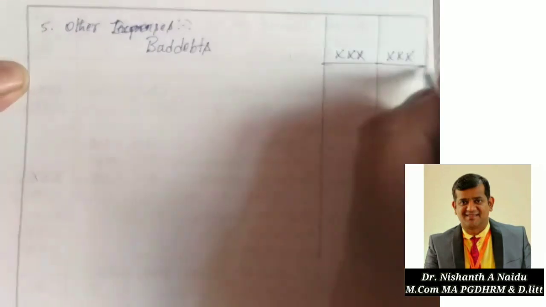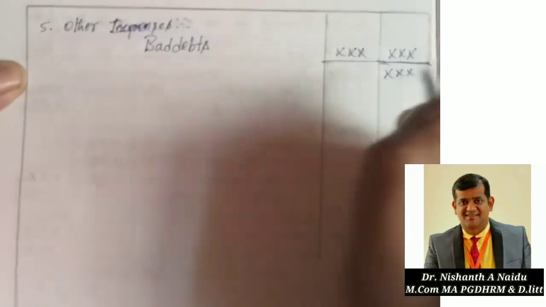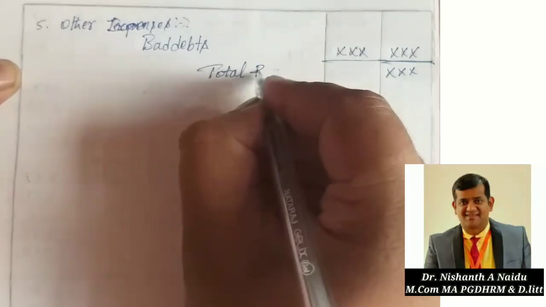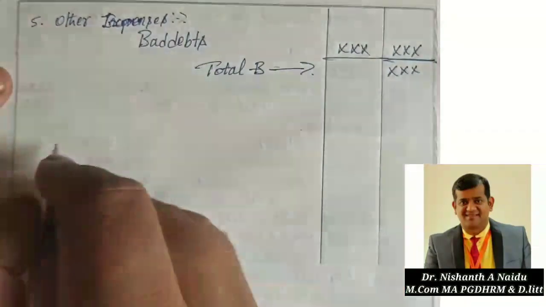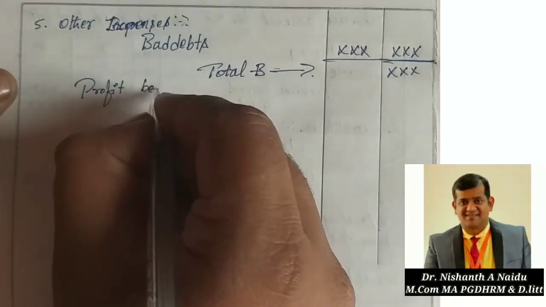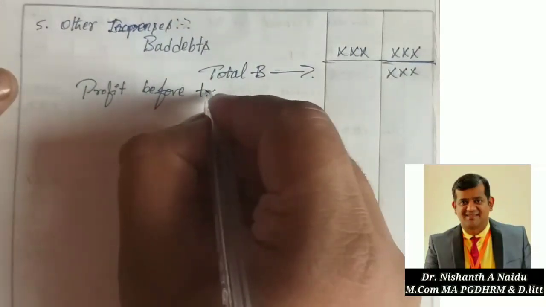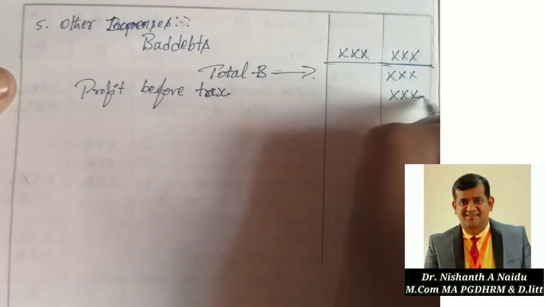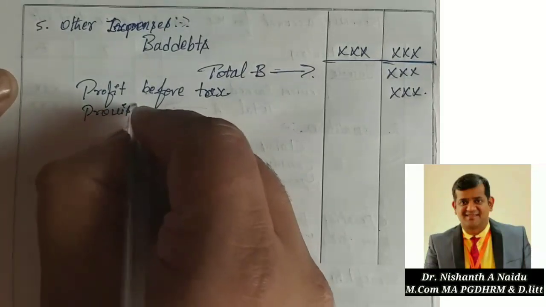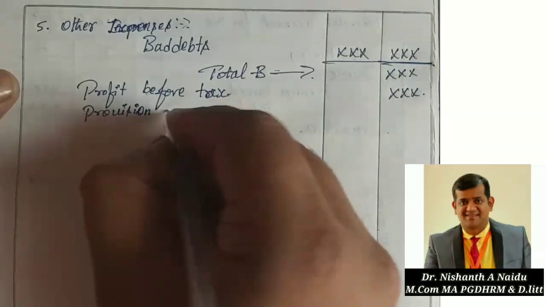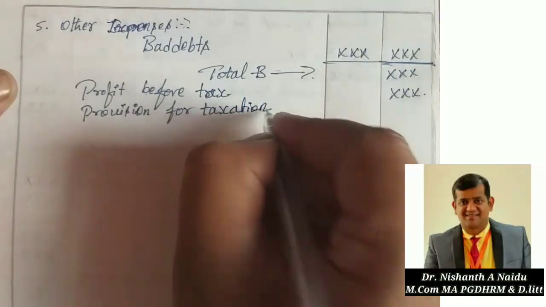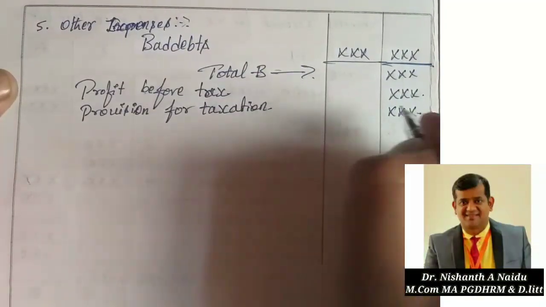Now total this also. I am going to get the sum total. This total is called total B. Next you write profit before tax. Then you write provision for taxation, if there is any provision given in the problem. If they have given anything, you write it directly in the outer column.